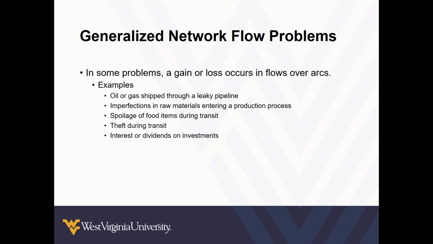In some other problems, a gain or a loss may occur in flows over arcs. So for example, if we're shipping something through a leaky pipeline like oil or gas, although hopefully that pipeline isn't very leaky, that could be an environmental problem, it's important to calculate if there is going to be loss in the system. Or some very long pipelines may have junctions where additional product enters into the pipeline.